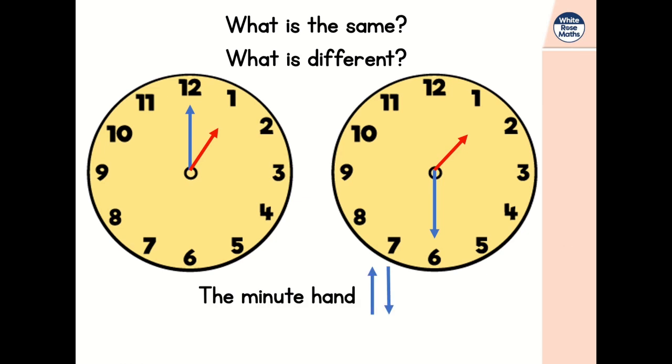Did you notice that the minute hand on the first clock is pointing to 12, the o'clock space, but on the second clock it's pointing to the 6? And if you looked really carefully, you might have seen that the hour hand on the first clock is pointing to the 1, but on the second clock, the hour hand has moved halfway between the 1 and the 2.